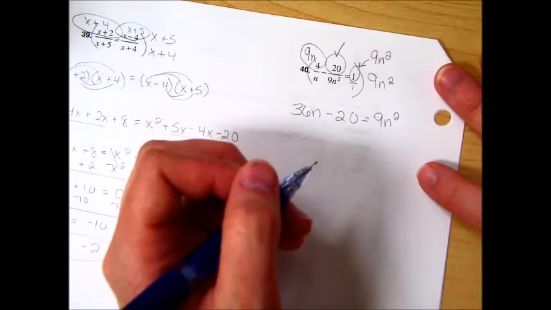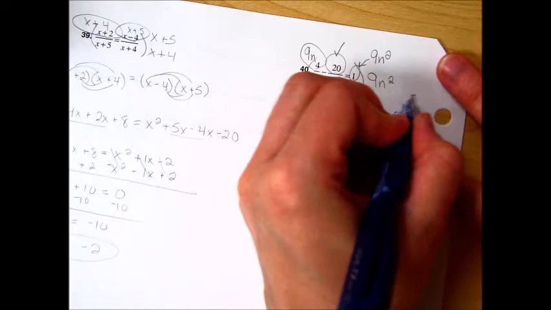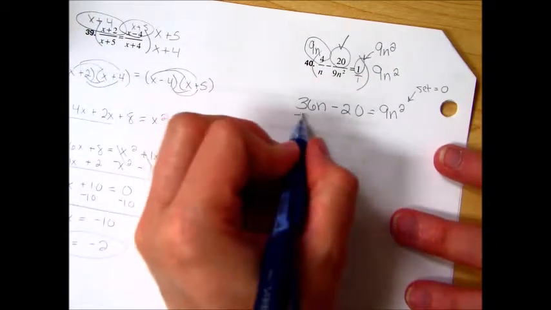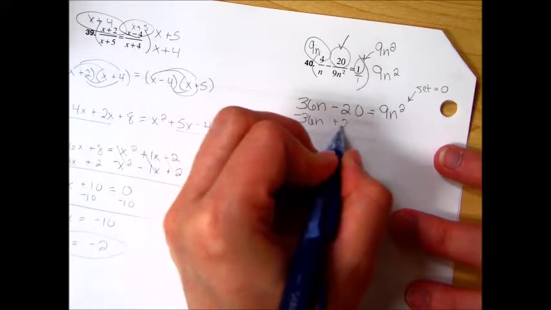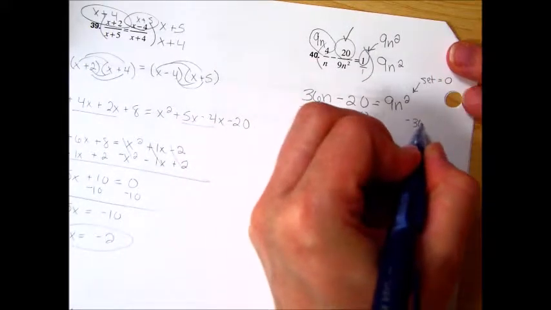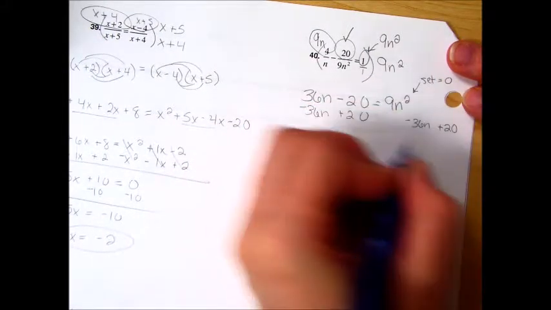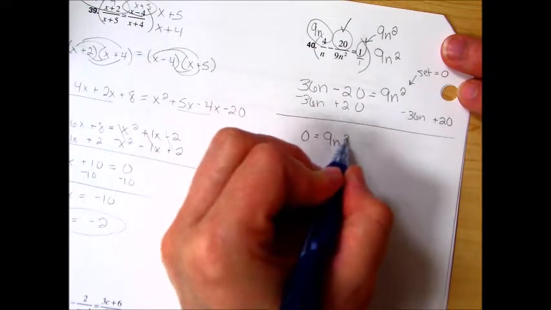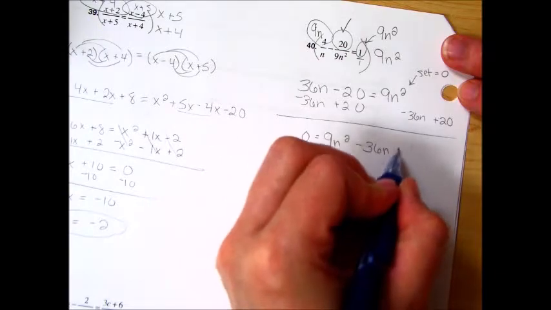I see an n squared. I need to set this thing equal to 0. I'm going to write set equals 0 because we have a squared. Minus 36n, add 20. Minus 36n, add 20. I had nothing to combine, so I'm moving on. 0 equals 9n squared minus 36n plus 20. I don't have a GCF.